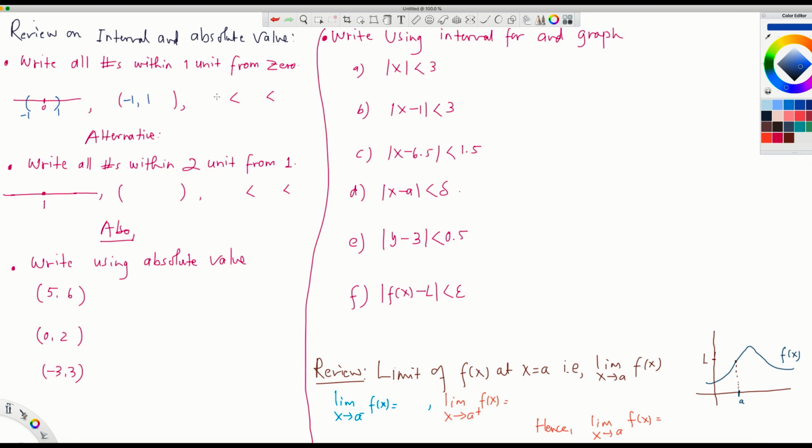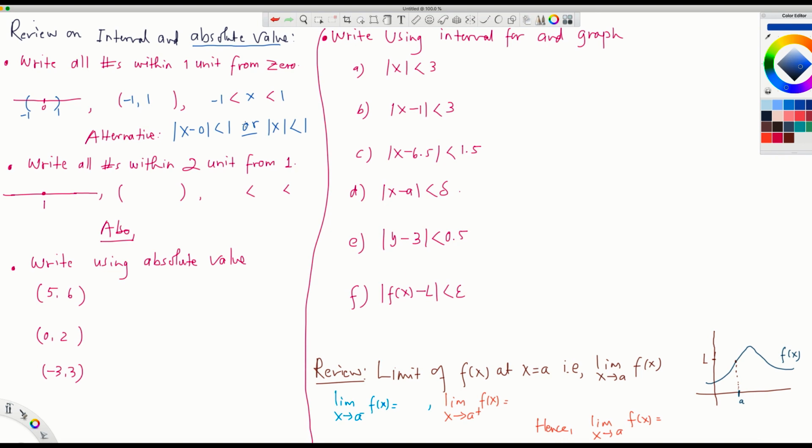But using the inequality, you can write -1 is less than x is less than +1. This is another way of writing exactly the same thing: all the numbers within 1 unit from 0. But there is an alternative way using the absolute value. How do you write that? You write within 1 unit from 0 is |x - 0| < 1. Or in other words, you can write mod x is less than 1. For absolute value, some people like to write or call it mod, but most of the books use absolute value. Absolute value of x minus 0 is less than 1, okay?